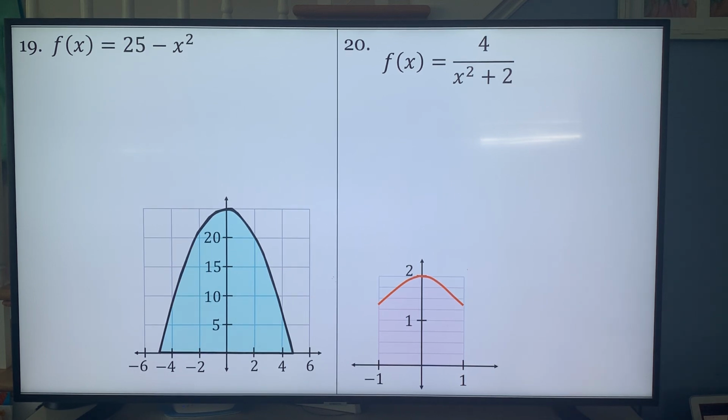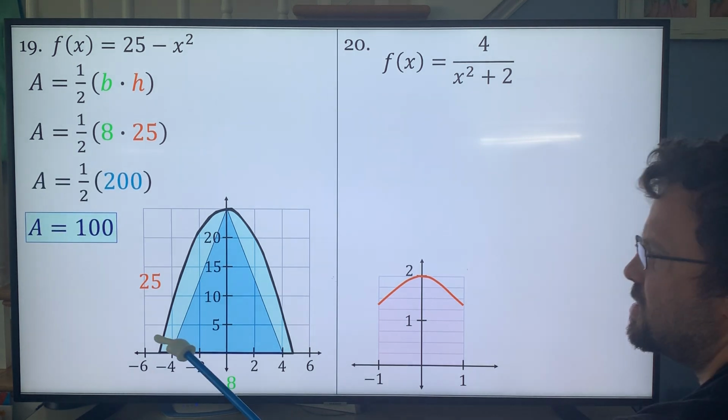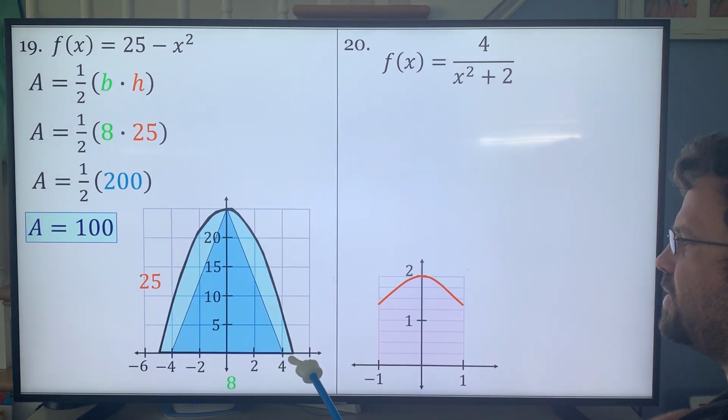All right, 18. What kind of shape is this kind of? What do you think? This one, we're just finding the areas now. Kind of a triangle, right? So the width is 8. Now, height's 25. 8 times 25 is 200, half of 200 is 100. Sorry, this graph should be closer.